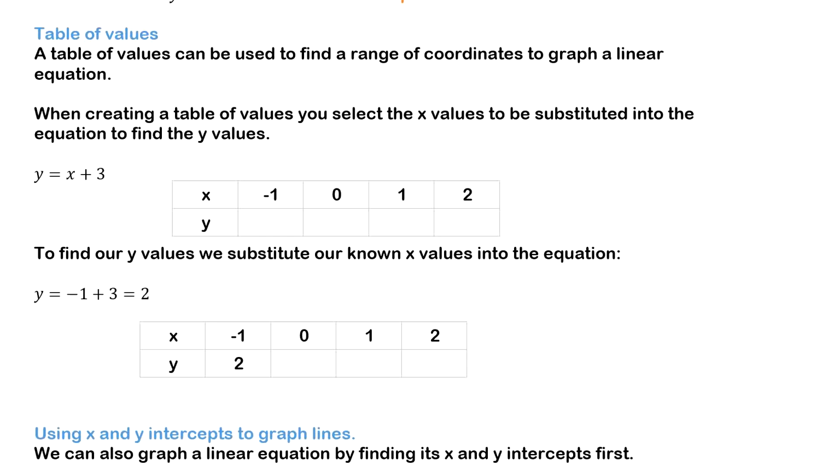These can change. To find our y values, we substitute our known x values into the equation. So our equation was y equals x plus 3. We now substitute -1 in for x, so we get y equals -1 plus 3 equals 2. We then put that value for y in our table of values. You do this until you complete your table of values and then plot each coordinate.